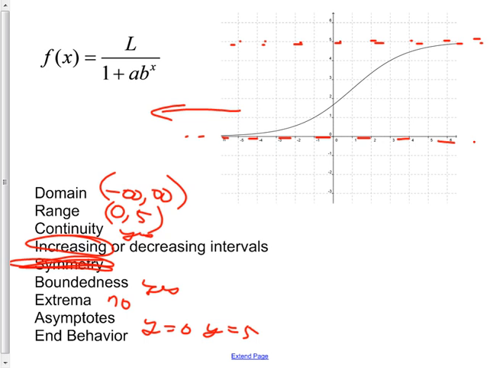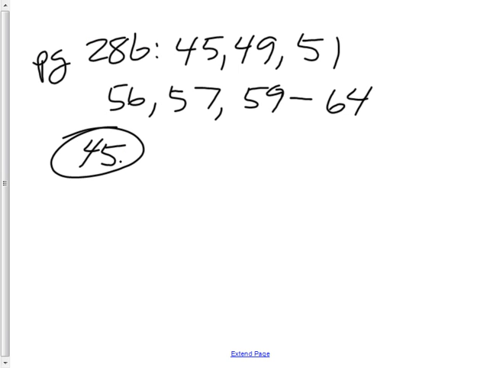All right, now, you're returning to page 286, number 45, and it looks really simple, but it's got like 8,000 parts. I will do this with you. We're only doing one of them. Question?